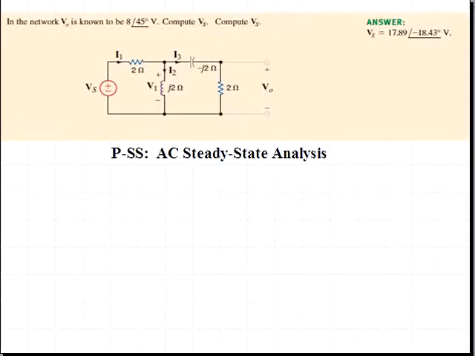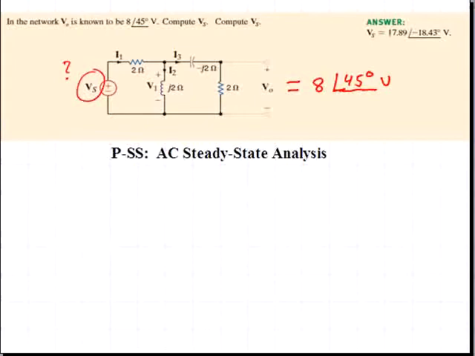This is Learning Assessment Problem 816. The problem-solving strategy that will apply here is that of AC steady-state analysis of complex impedance circuits. Here we have a voltage source V sub S with an unknown quantity, and we are given some information about a voltage across this resistor, VO, equal to the phasor 8 at an angle of 45 degrees volts. And we are asked to determine the V sub S quantity with that information.